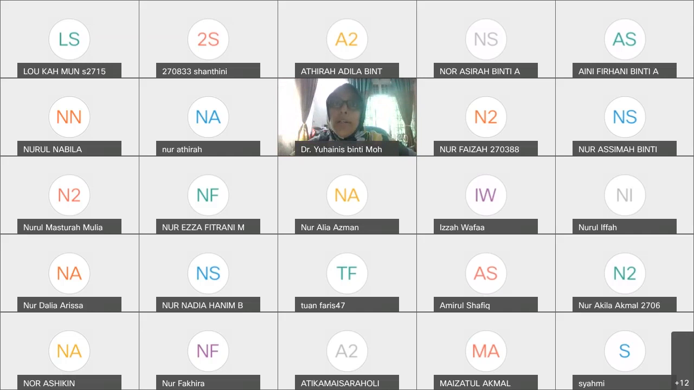Sekarang pun banyak kita tengok proses untuk assemble produk-produk banyak dibuat dekat negara-negara yang miskin contohnya.